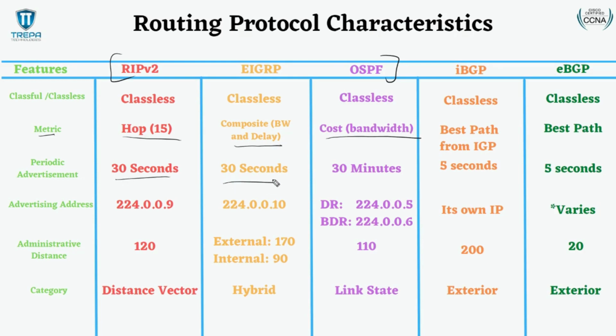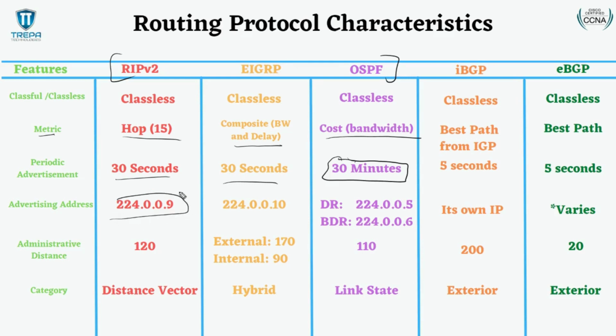RIP and EIGRP are going to send routing updates every 30 seconds, meaning we're sending the full routing table every 30 seconds. OSPF only does that every 30 minutes, because OSPF only sends routing updates or LSAs when there's been a change in the network, and it'll only send a 30-minute advertisement, right? Not the entire routing table, to ensure its neighbors are still up. And that's different from the hello and hold timers.